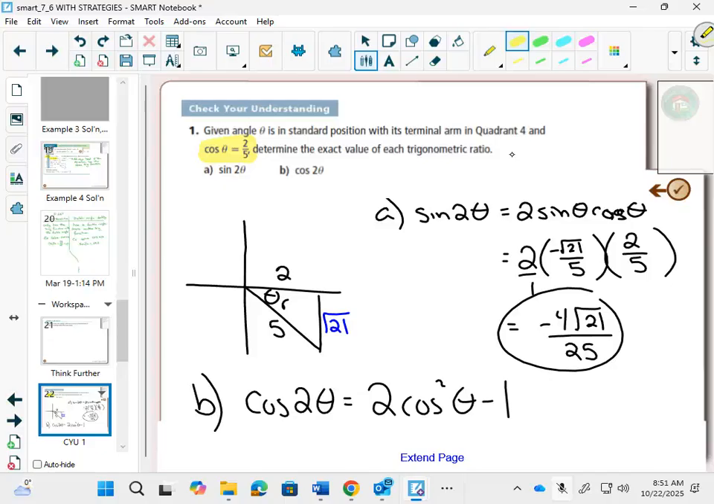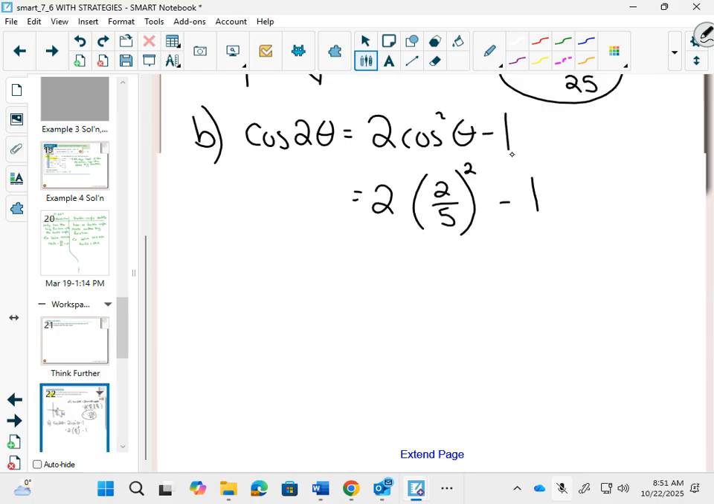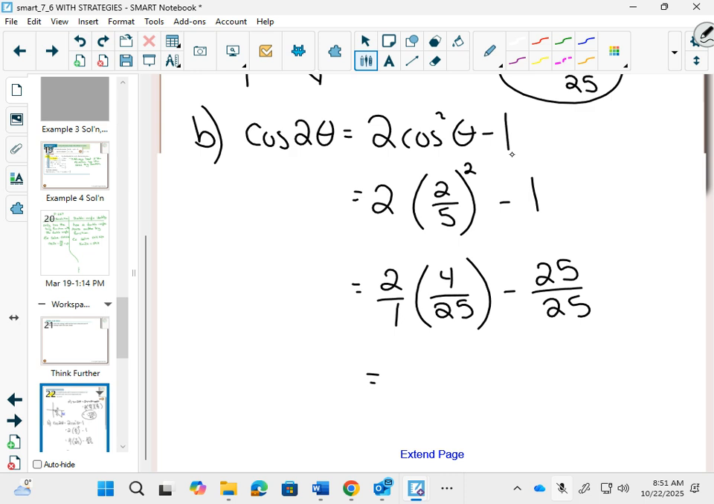Now, how do we deal with this squared part? Well, this would be 2. I know that cos theta is 2 over 5, so cos squared theta would be 2 over 5 squared minus 1. And now it's just fraction work and order of operations. 2 is 2 over 1. You would square first, so I get 4 over 25 minus, and I'm going to change this 1 to a common denominator of 25 over 25. 8 minus this.